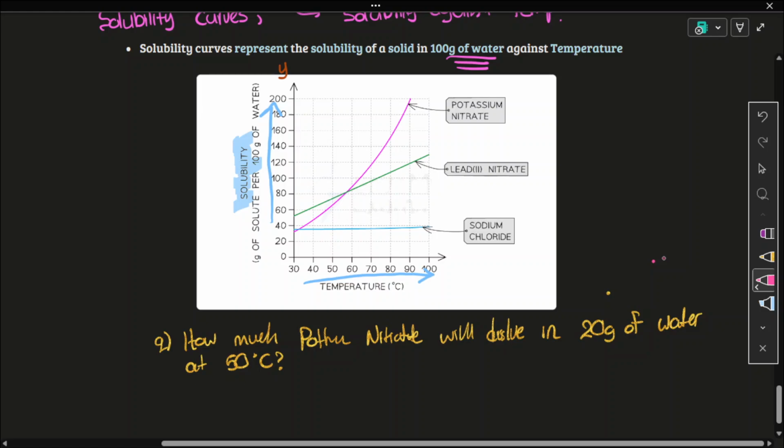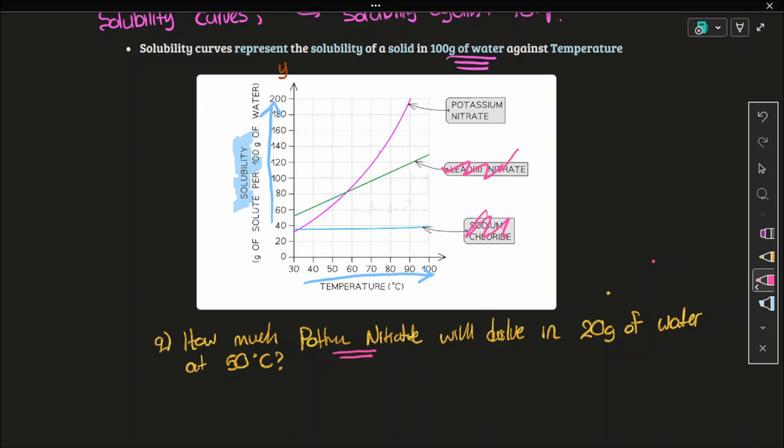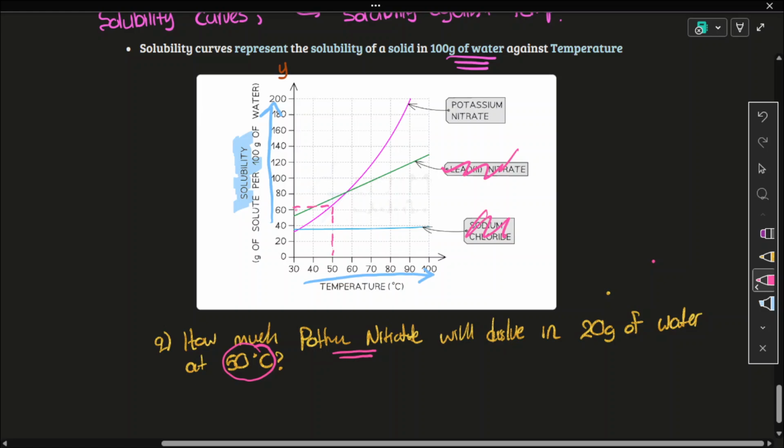All right, let's see. What you have to focus on is potassium nitrate, not this, but the pink line over here. What's the temperature? 50 degrees Celsius, right here. So let's trace that up. Sorry, that's the worst tracing I've ever done. Right, tracing things up, boom, right here. We have a reading near 65, because here is 60 and here 70. So we'll just presume it's 65.